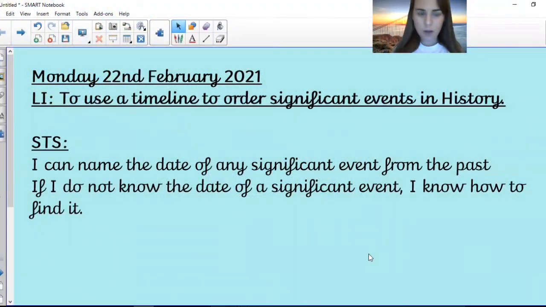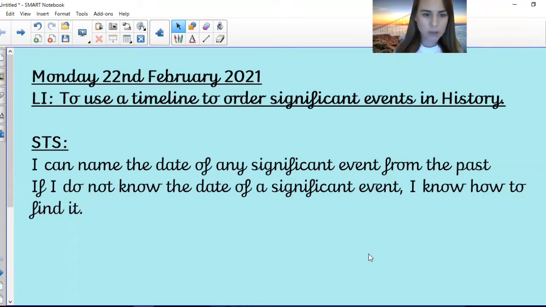Good afternoon, Year 5. We are doing our history lesson today, and actually our history for this term is not particularly themed, which means that you have got a little bit more say on it. But for today we are looking at using a timeline to order significant events in history. So we should be able to name and date some significant events in the past.